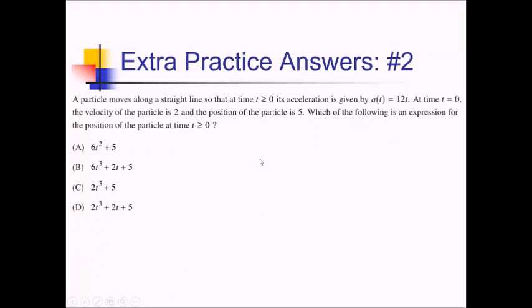For this problem, we have a particle going along a straight line such that its acceleration is given by this 12t function, and they're telling us at time 0 we have a velocity of 2 and a position of 5. Based off that, we want the expression for the position of our particle for time greater than or equal to 0. All right, so for this I'm starting at acceleration and I have to get back to position.